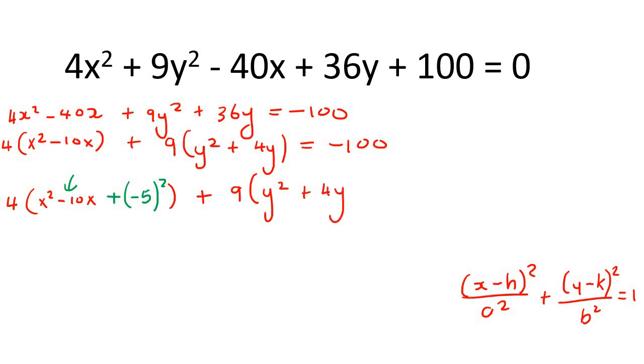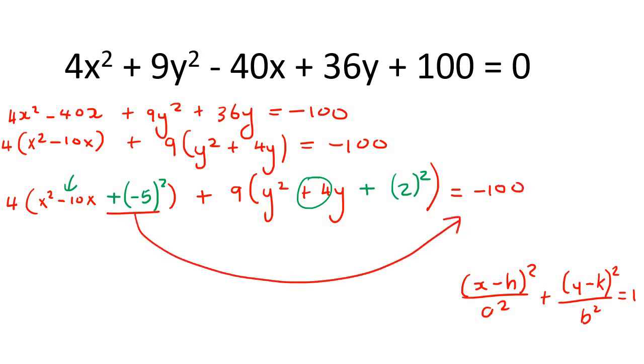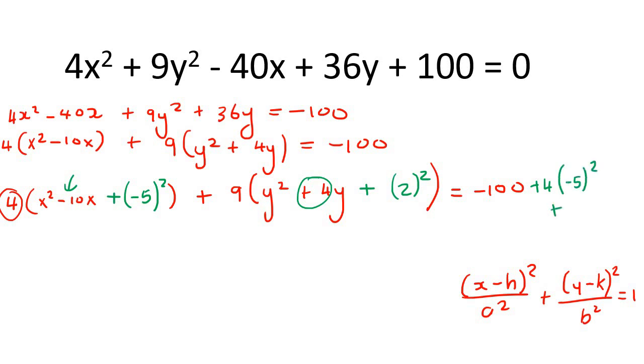And then we're going to say plus half of this number squared. Okay. Then what we would normally do is, so we already have negative 100. Now normally what we did in the circle videos, we would put this on this side, and we would do the same with this number. But what you've got to do now is remember that there's a 4. So you're going to say plus 4 times negative 5 squared plus 9 times 2 squared. You see? 9 like that.